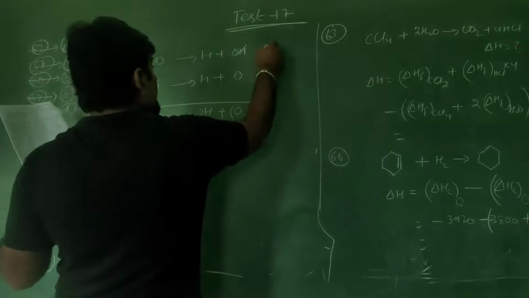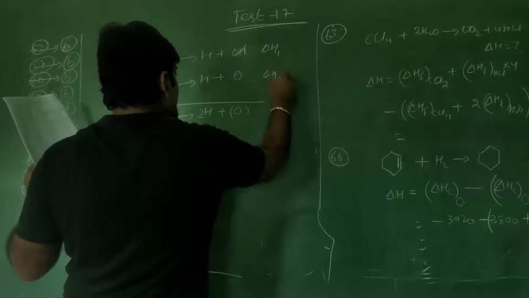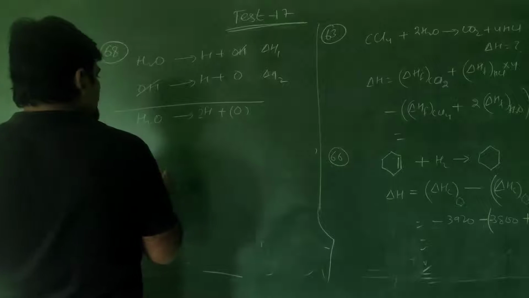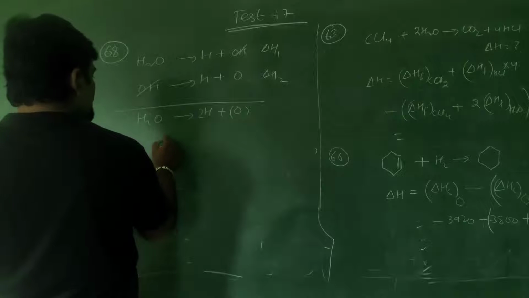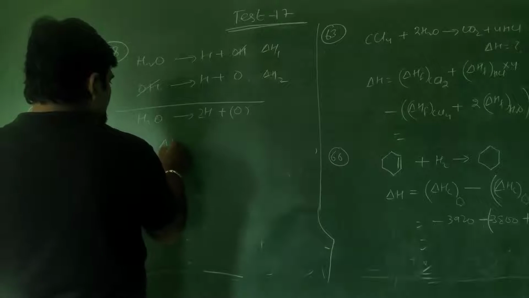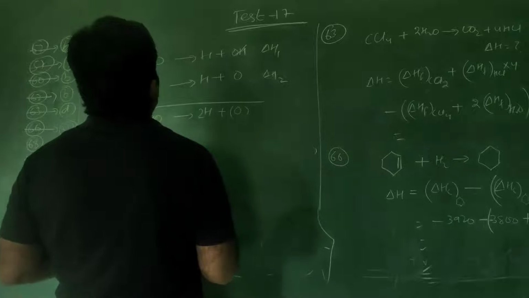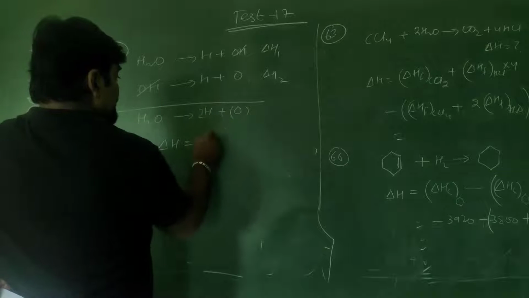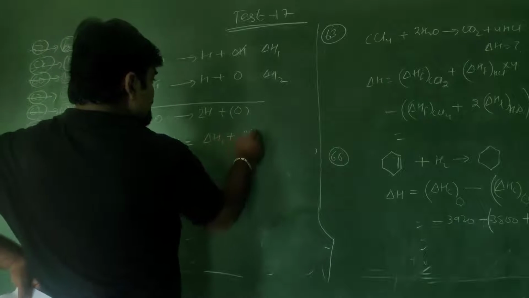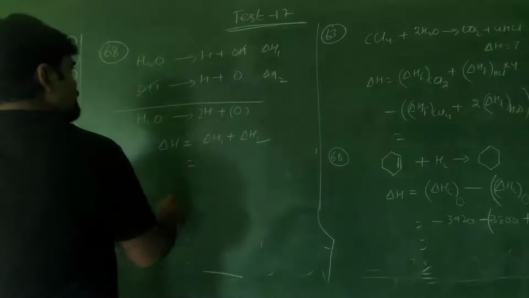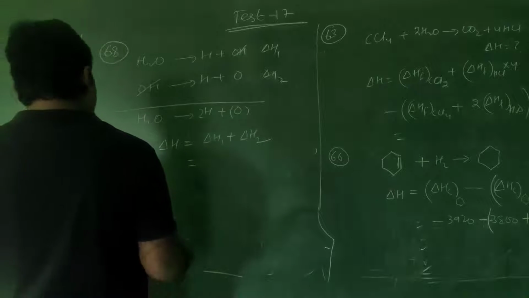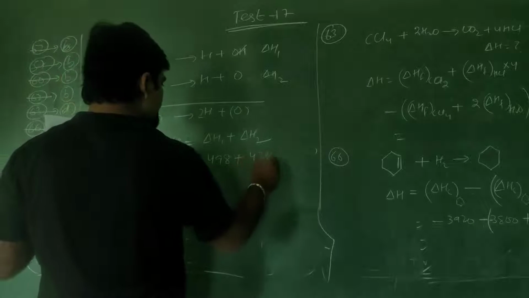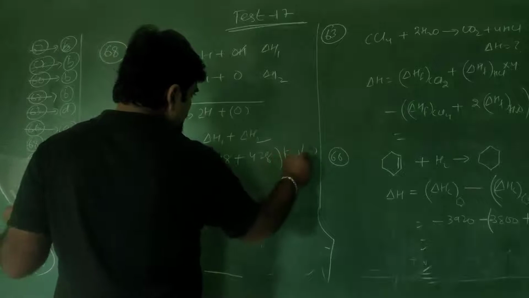There, delta H is given for 1 and 2. So what we need to calculate is the bond enthalpy of the OH bond. The delta H for the reaction is equal to delta H1 plus delta H2. Delta H1 is 498 plus delta H2 is 428, this much kilojoule per mole.